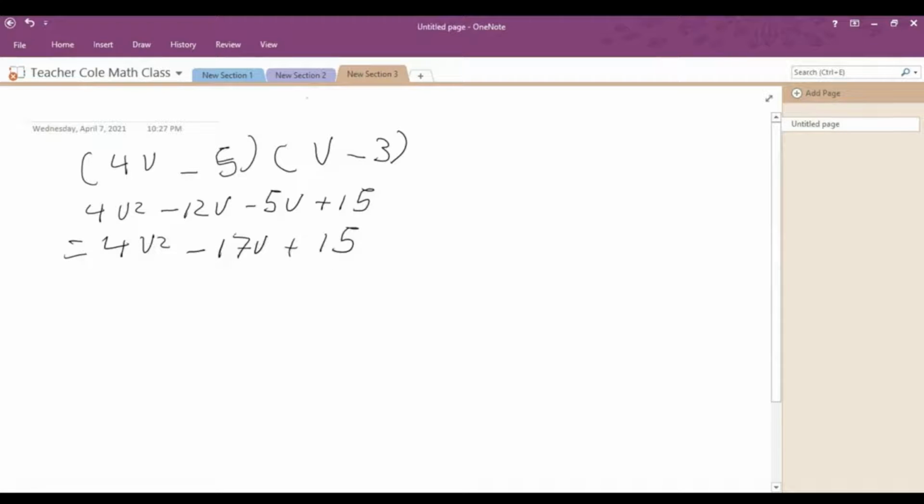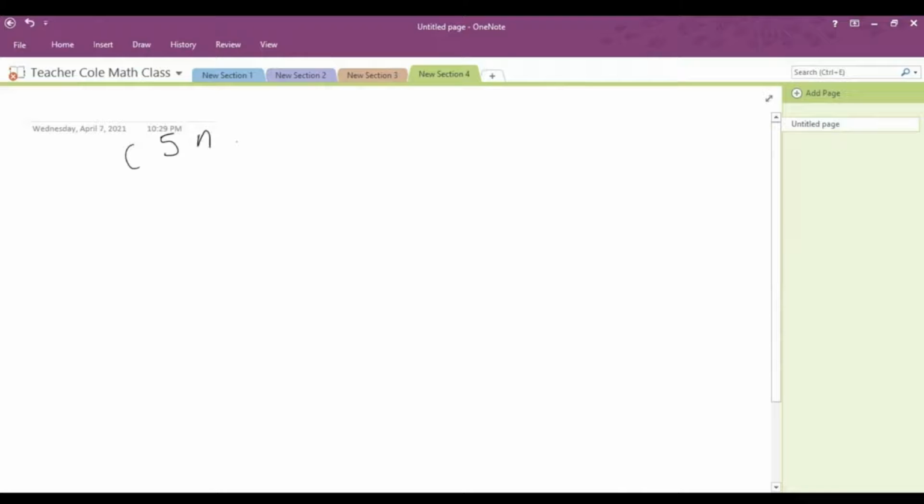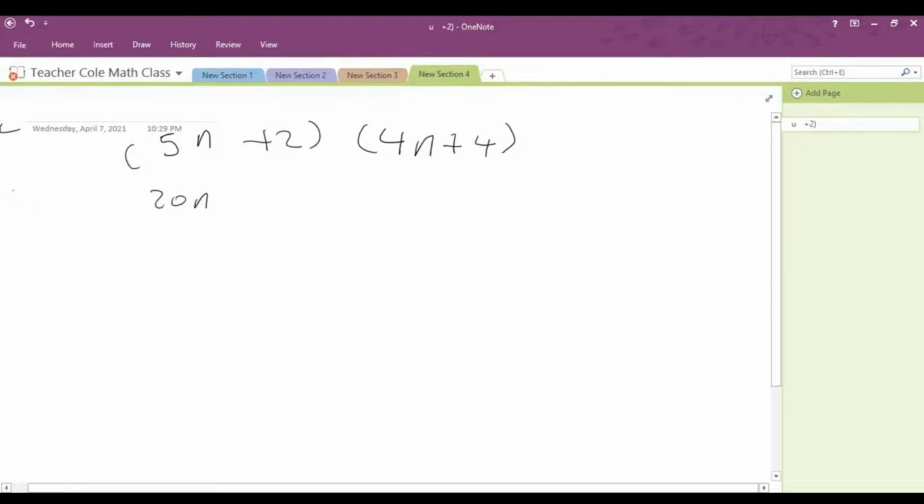So we're moving on to our fourth example, and our fourth example is one similar to this one that we just did. Alright, it says we write our bracket 5n plus 2, 4n plus 4. Still applying the distributive property, we have 5 times 4, that gives us 20n squared. The 5n multiplied by the 4 gives us 20n. Alright, so 2n multiplied by 4 gives us 8n, and 2 multiplied by 4 gives us 8.